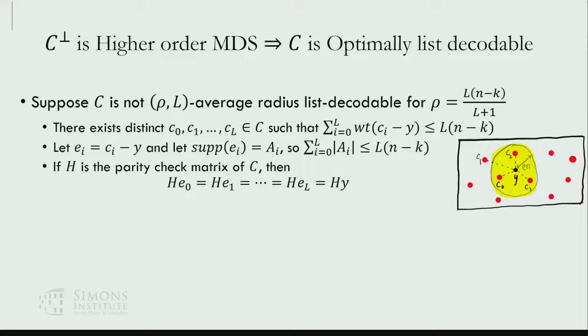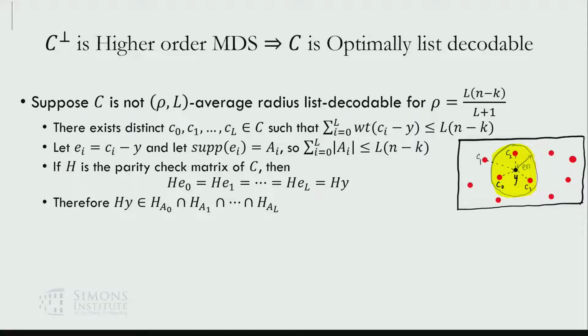So how do I do that? If I just multiply this equation with H, since H times C_i is 0, I get H E_i is the same as H Y. E_i is supported in A_i, so concretely I can write this as H_{A_i} times some quantity. So this vector is in H_{A_0}, this vector is in H_{A_1}, and so on. So that's my intersection. Basically, for the bad list decoding configuration, if I multiply everything with H, I get a vector which is in the intersection of all these subspaces.